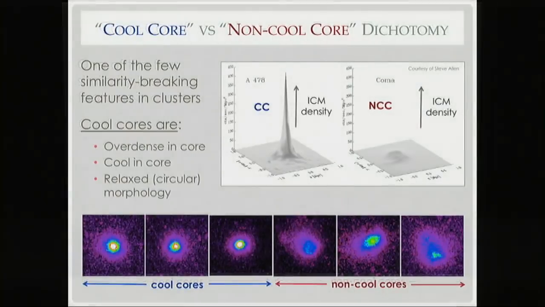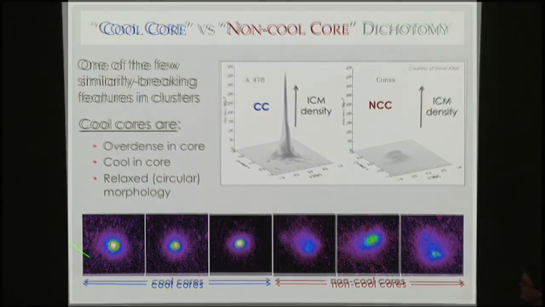In the centers of clusters, we typically divide up these systems into two types to kind of reduce some of that scatter. So the two types are what we call cool cores and non-cool cores. They're not very creative titles. The cool cores have cool cores, and the non-cool cores are not that. It's very simple. So these are X-ray images of 3 cool cores.